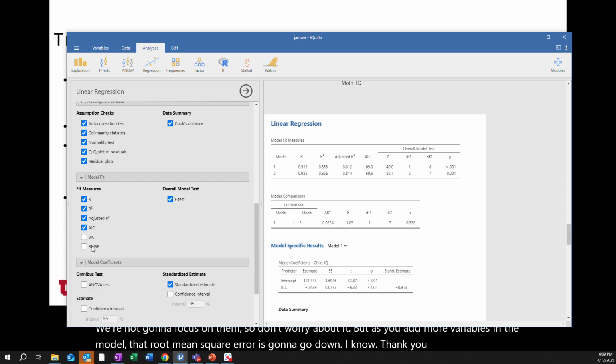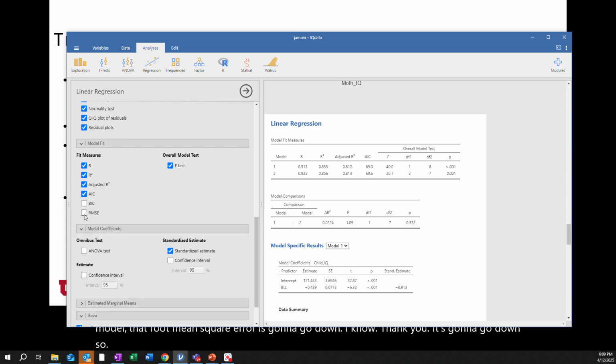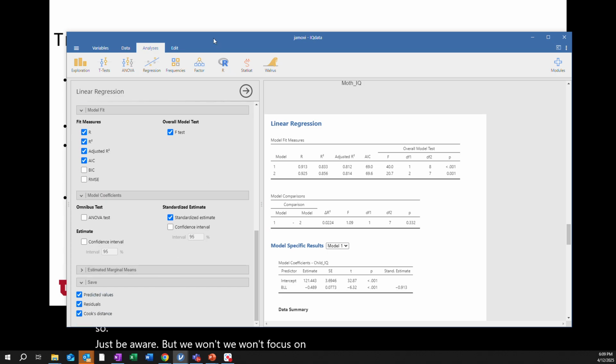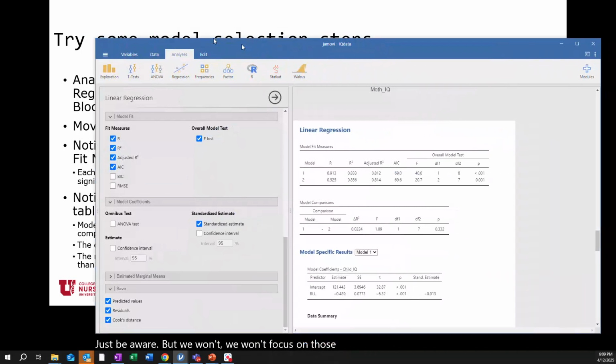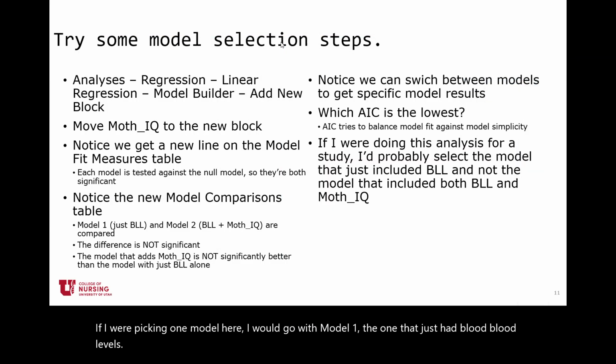It's going to go down. So just be aware, but we won't focus on those. So yeah, if I were picking one model here, I would go with model 1, the one that just had blood levels.